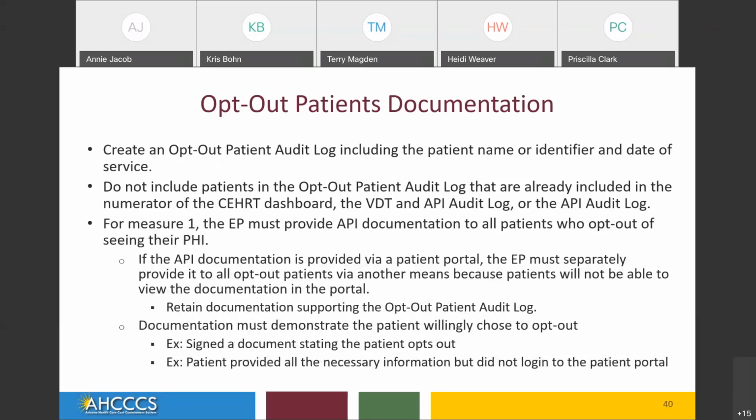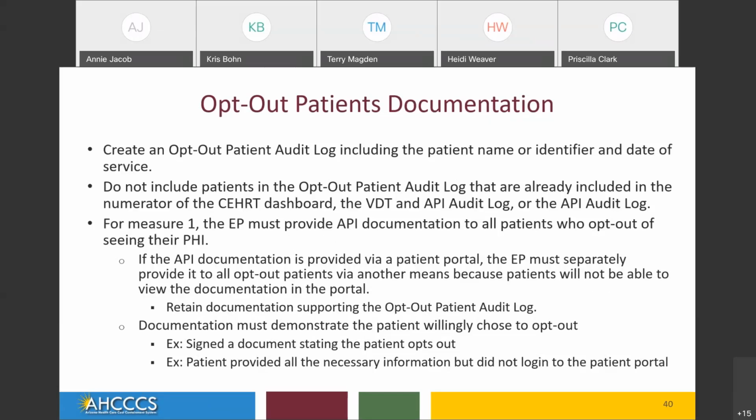So the documentation requirements. Let's go through and talk about what would be required if an EP includes the opt-out patient. You create an opt-out patient audit log, including the patient name or identifier and the date of cert. Do not include patients in the opt-out patient audit log that are already included in the numerator of the cert dashboard, the VDT and API audit log, or the API audit log.